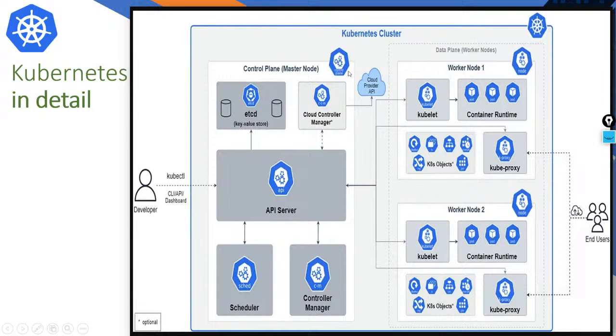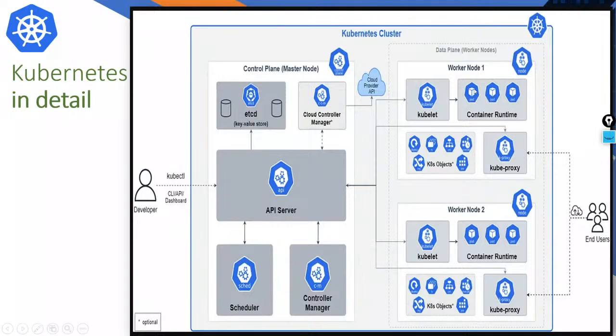Okay, I will now shift my focus to the worker node. Let's say this is the data plane, the worker nodes. This is the control plane, the master node. Let's say worker node 1 and worker node 2. What is that worker node? You can visualize this as a virtual server, where you will have the applications replicated into the pods.